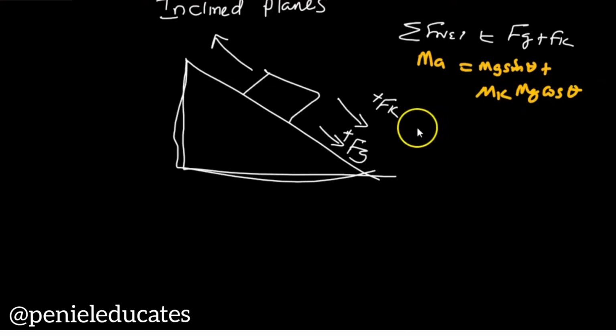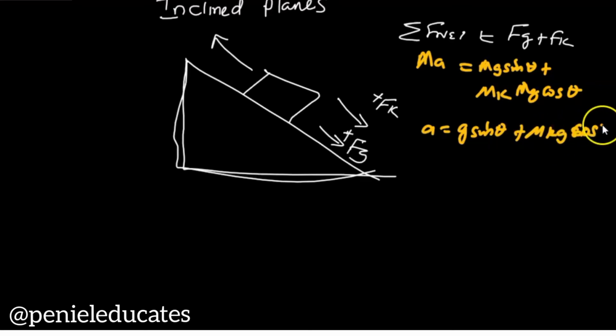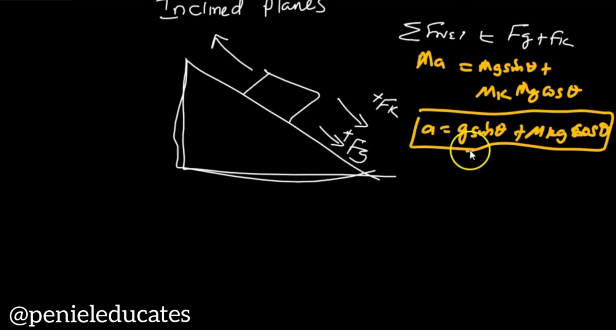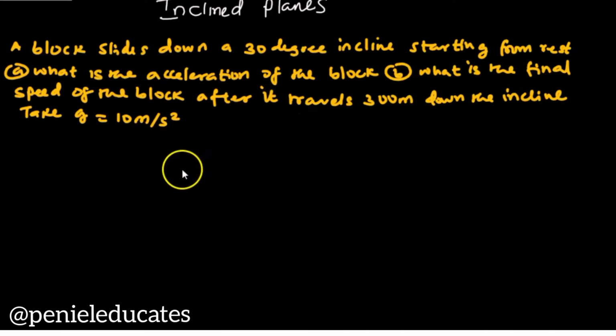All right, so we're still going to have our m cancelled out. We're going to have our a to be g sine theta plus mu k g cos theta. All right, so that is all about that. So let's quickly look at different examples. All right, so let's look at this example.